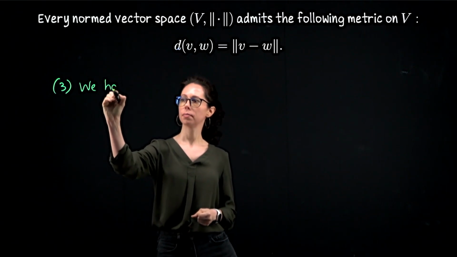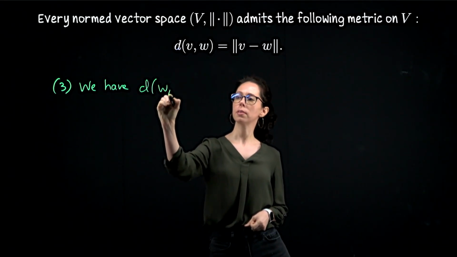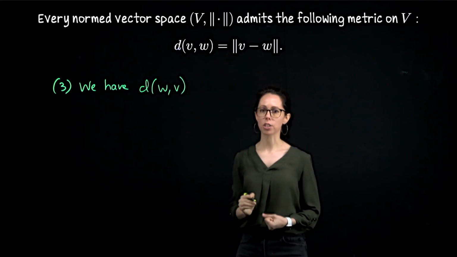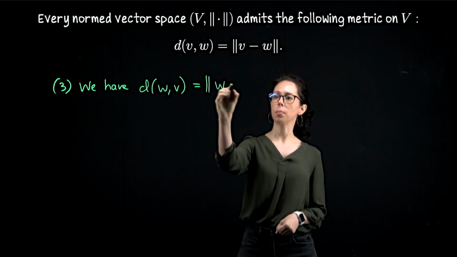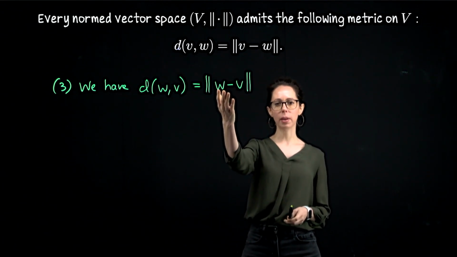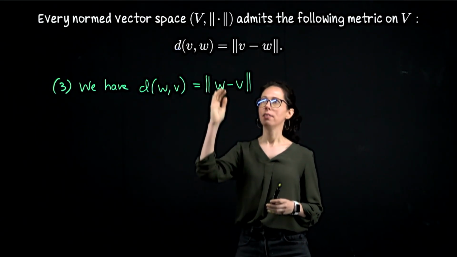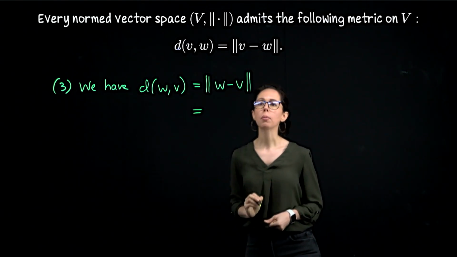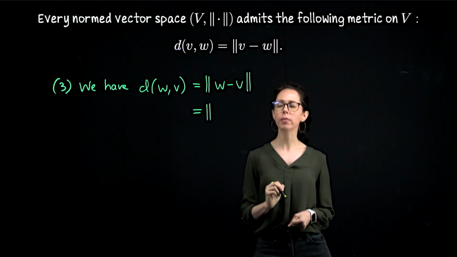We have that, let me just start here, the distance from W to V. I want to show that's the same thing as the distance from V to W to establish symmetry. By definition, this is the norm of the difference, W minus V. Yes, I do just want to flip these, but again, I want to show why I'm able to do that. And it's going to rely on the fact that vector addition is nice in the vector space and the norm has multiplicativity.